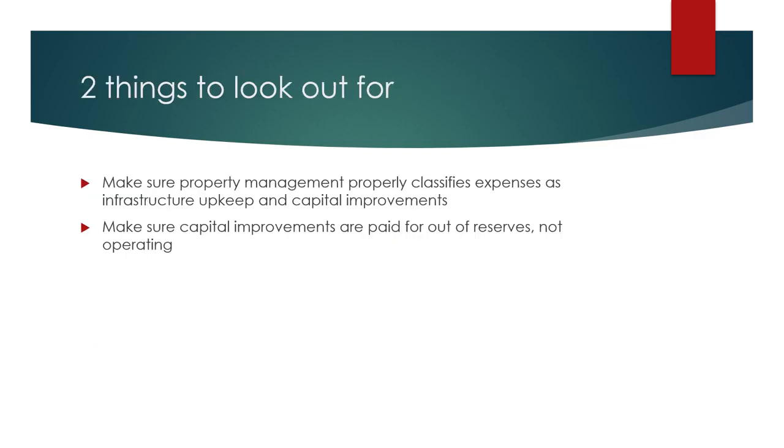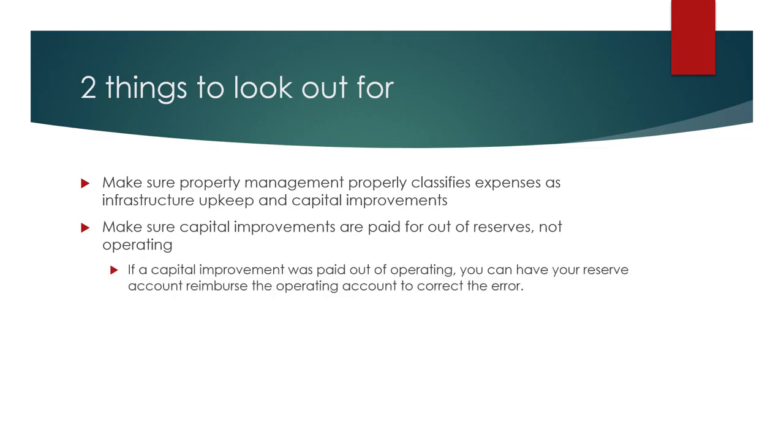Second, sometimes large capital expenses get paid out of your main operating account. This isn't ideal since capital improvements can be expensive. This can make your operating account too low. Yikes. If you spot a big capital expense on your financials and you don't see it coming out of your replacement reserve savings account, talk to your property manager to explore a little further. If it turns out it was paid out of your operating account, you can always have a check sent from your reserve account to reimburse your operating account to fix the error.